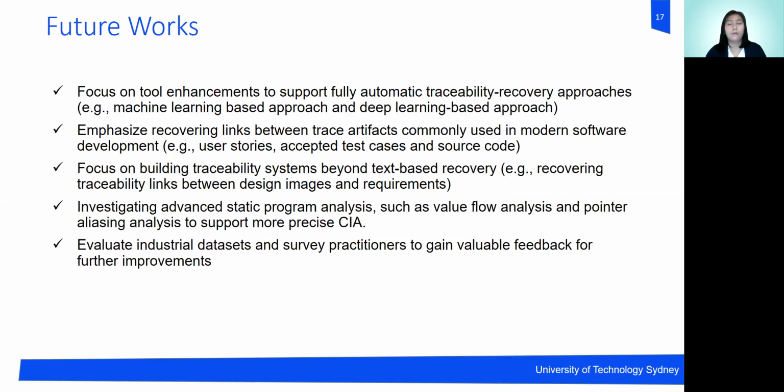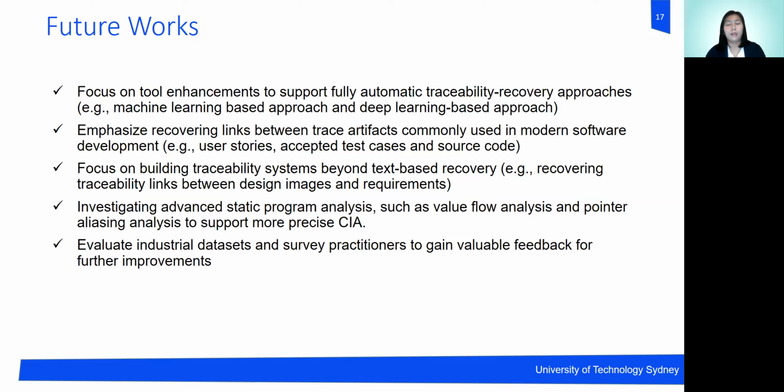So in terms of future work, we think researchers should focus more on enhancing the tool to support fully automated traceability recovery approach, and the tool should focus on machine learning-based approach and deep learning-based approach to increase the accuracy in establishing the link between two artifacts. And also it should emphasize on recovering the link between modern software artifacts like user story, acceptance test case, and the source code, which are commonly used in agile-based software development.